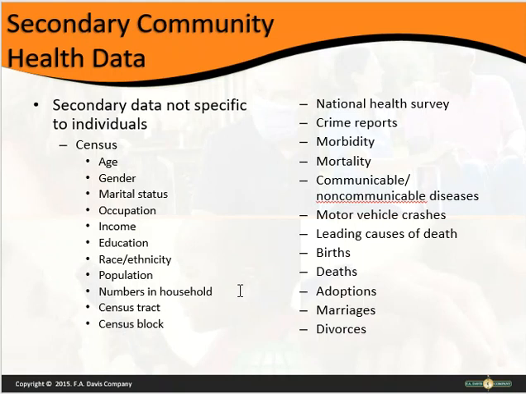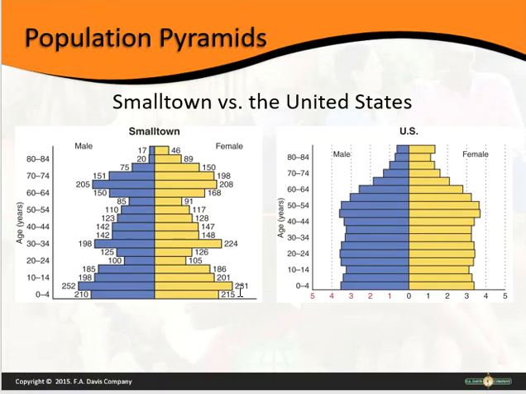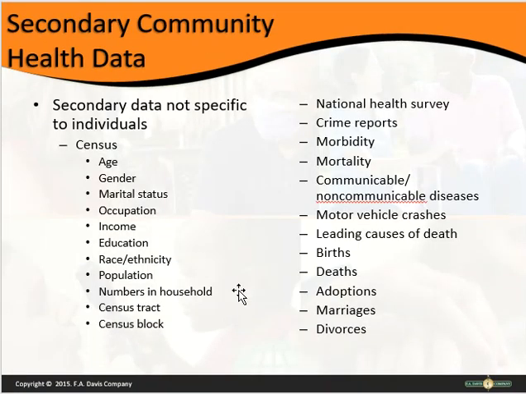Okay, so secondary data is not specific to individuals, but more like census data. Like what's the general age of the community, occupation, general income, education level, typically of the community, those kinds of things. What's the crime report? I've already mentioned you can find out the rate of communicable and non-communicable diseases in the area, the accident rates, motor vehicle crash rates, what's the leading cause of death, and you can get that in the morbidity and mortality reports for the area. And you can compare that to the national health surveys.